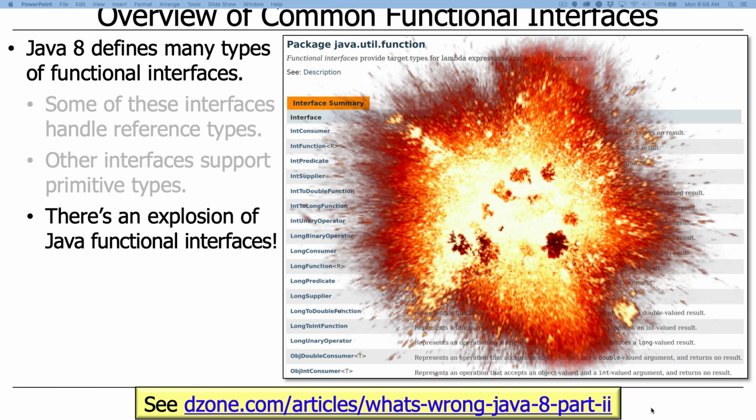So one of the consequences is there's an explosion of functional interfaces in Java. We're going to focus right now largely on the ones that work on reference types, but be aware that for every reference type, there are also specializations of those functional interfaces for the primitive types like longs and ints and doubles and so on.